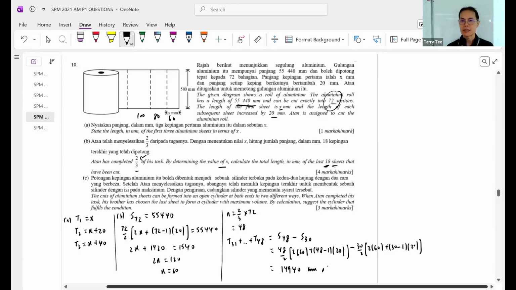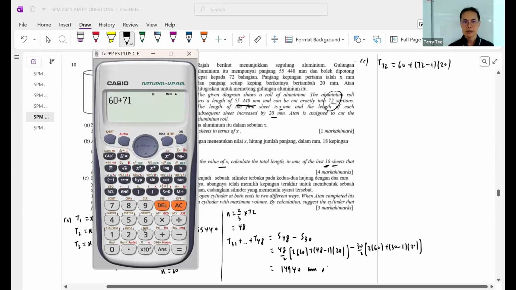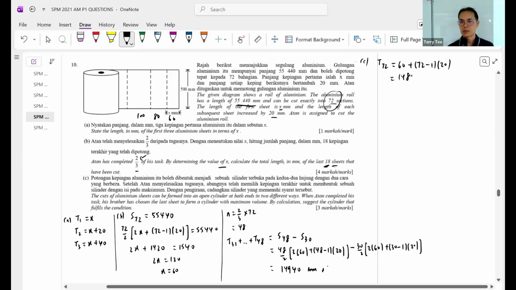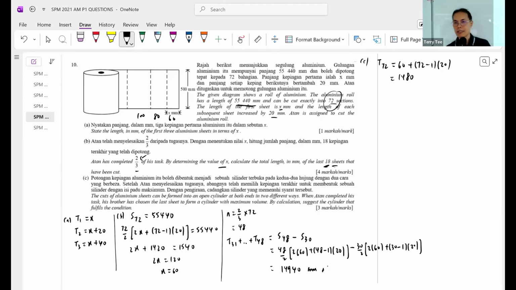So now, here's the thing. He used which one? The last sheet. So what is the last one? The last one will be T72. So what's your A? Your A is 60. n minus 1, 72 minus 1, 71, d is 20, right? So this is 60 plus 71 times 20. I got 1480. So this 1480 is the length, right? Not the height, okay? So I know it's 1480, 500.